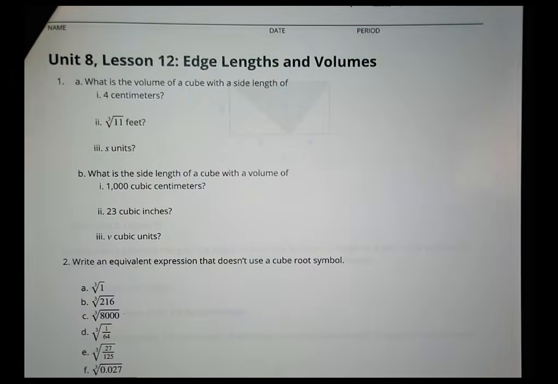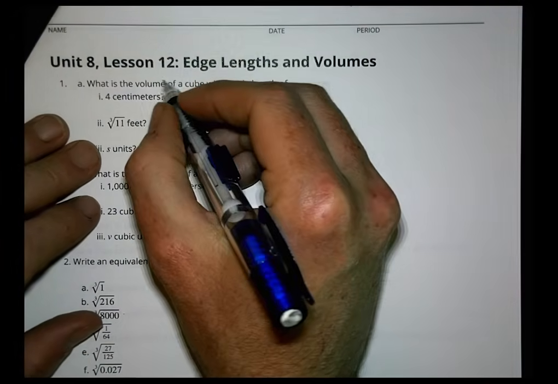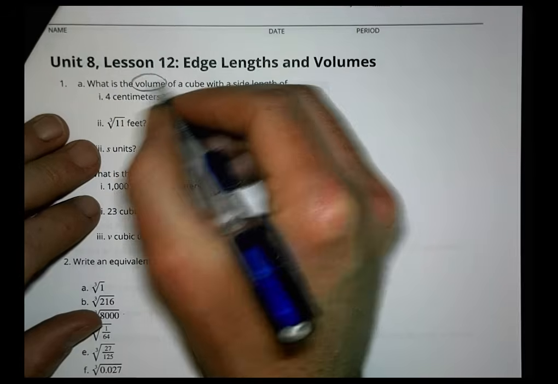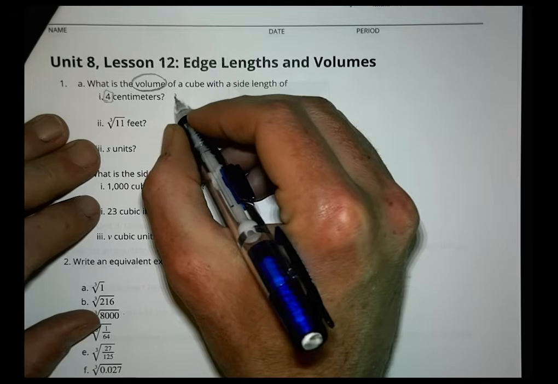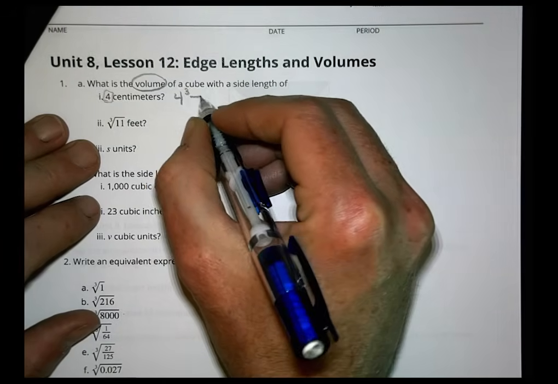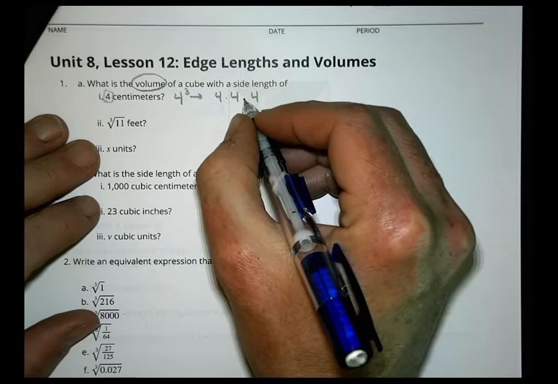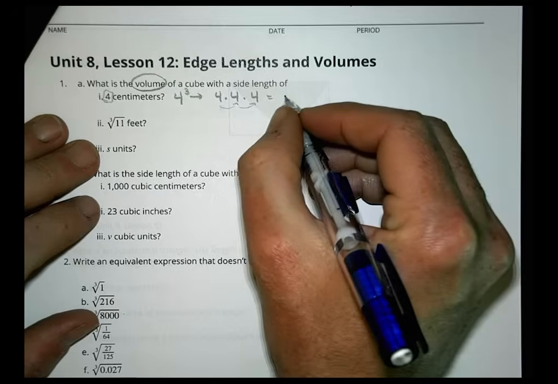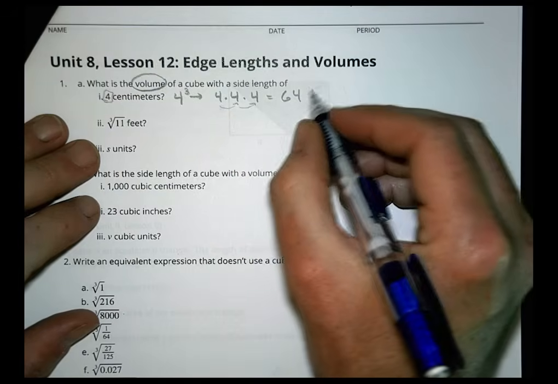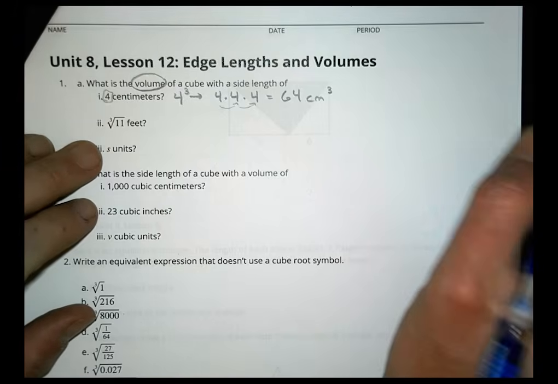All right, here we go. Homework for Unit 8, Lesson 12. So first of all, what is the volume of a cube with a side length provided here? Now, volume means I'm going to take the value and multiply it by itself 3 times. So if I have 4 centimeters, that's like doing 4 cubed, which is the same as 4 times 4 times 4. 4 times 4 is 16. 16 times 4 is equal to 64. And we would say centimeters cubed for the first one there.